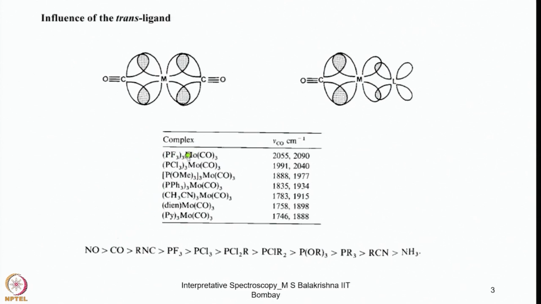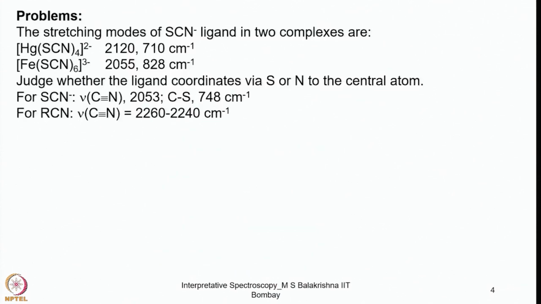Similarly, for back bonding ligands also, one can have a spectrochemical series in this order. So now let us look into some problems here. This is related to stretching frequencies of different groups. For example, here 2 metal complexes are given, thiocyanate complexes of mercury as well as iron, with mercury in +2 state and iron in +3 state.